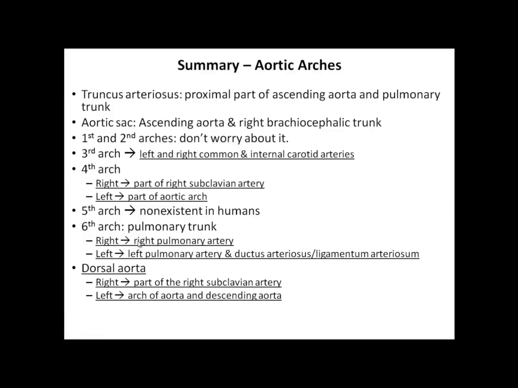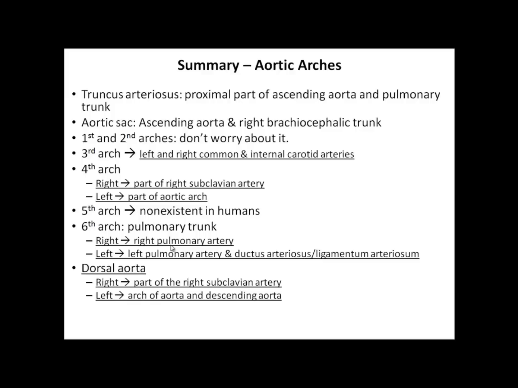The sixth arch creates the pulmonary trunk and is going to form the right pulmonary artery, the left pulmonary artery, and that ductus arteriosus that we mentioned earlier that is going to close up and become the ligamentum arteriosum. Lastly, the two paired dorsal aortae are going to also turn into things. The right dorsal aorta becomes part of the right subclavian artery going to the right upper limb, and the left dorsal aorta remains the aorta, forms a lot of the arch and almost all of the descending aorta.